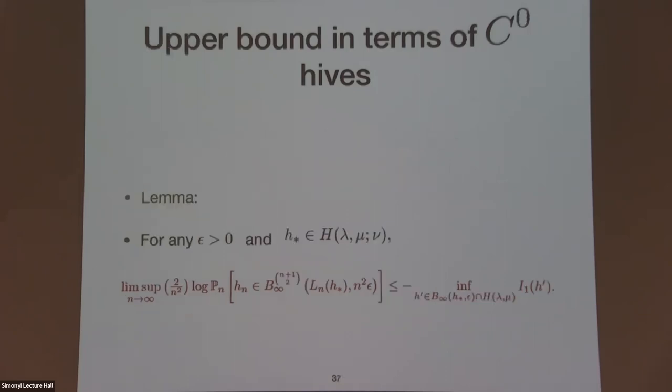for hives. The upper bound is in terms of C0 hives. You don't require the smoothing. It's a better setting.